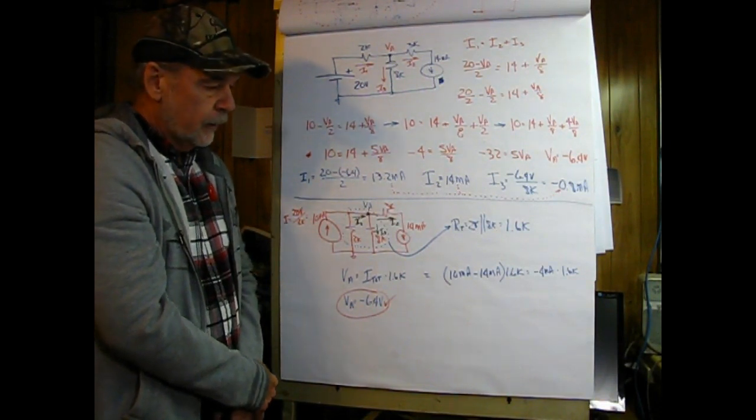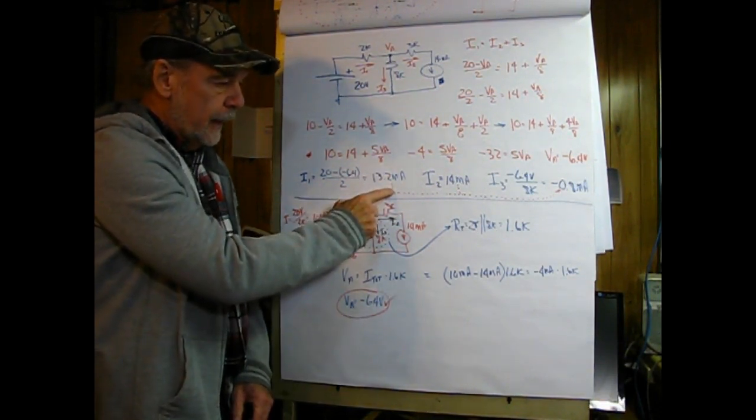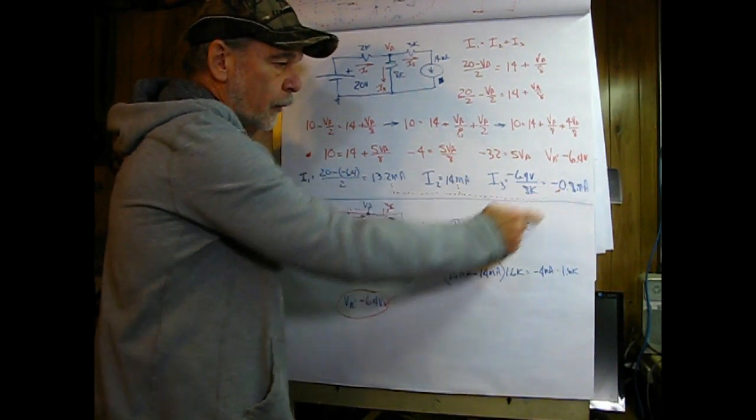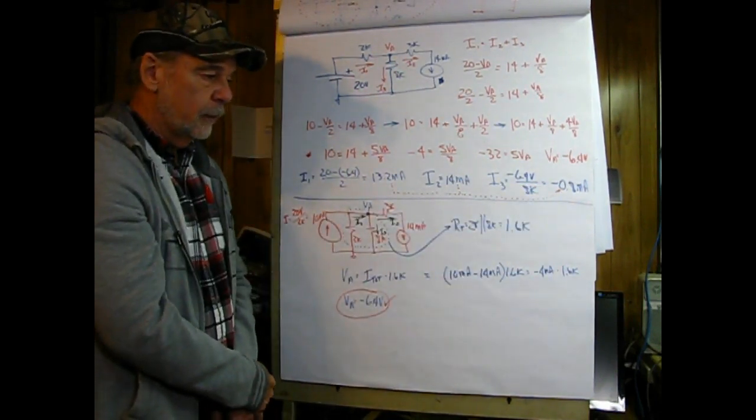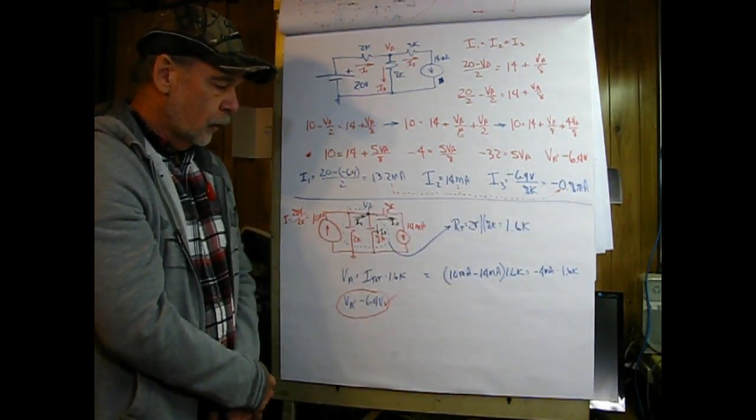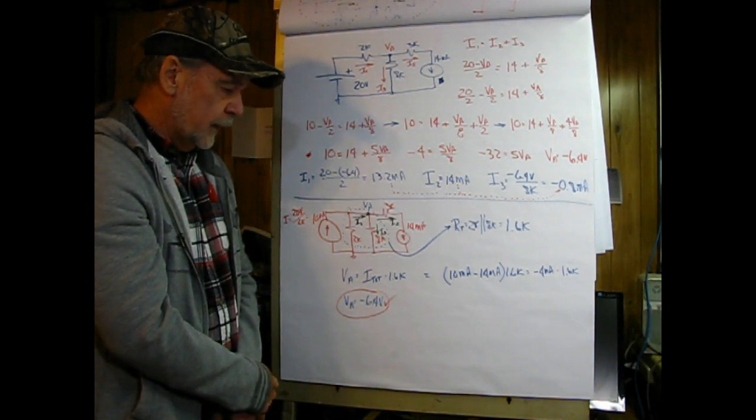Now, the sanity check in this is if you add these two together, you see you end up with our negative 0.8 milliamperes. So that kind of looks good. I'm happy with that.